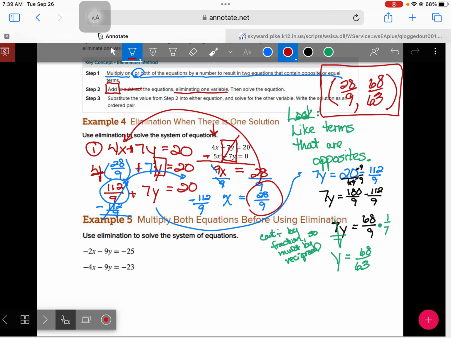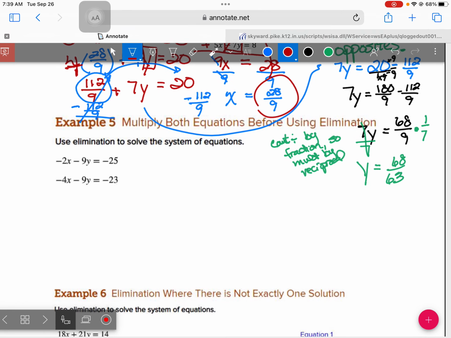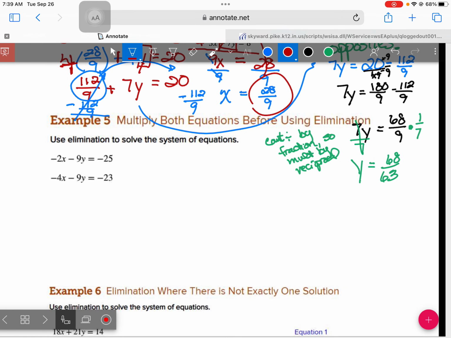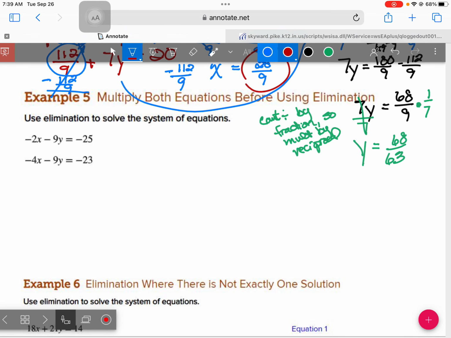Okay, let's do the next two. Multiply both equations before elimination. All right. I don't think we need to do that. That's kind of weird. Okay, so as I look at this, we're talking about elimination. We want to get rid of one of the variables. Say, you're out of here. Where do you see some like terms that are opposites? There aren't any exactly right now, are there? No. But there are 2 that have the same coefficient.